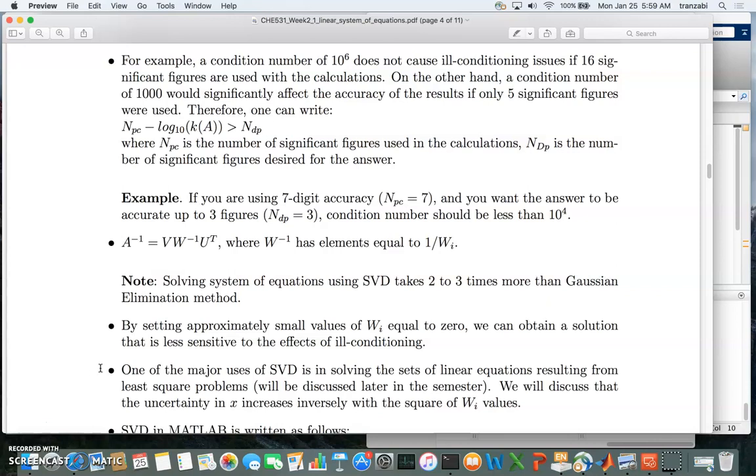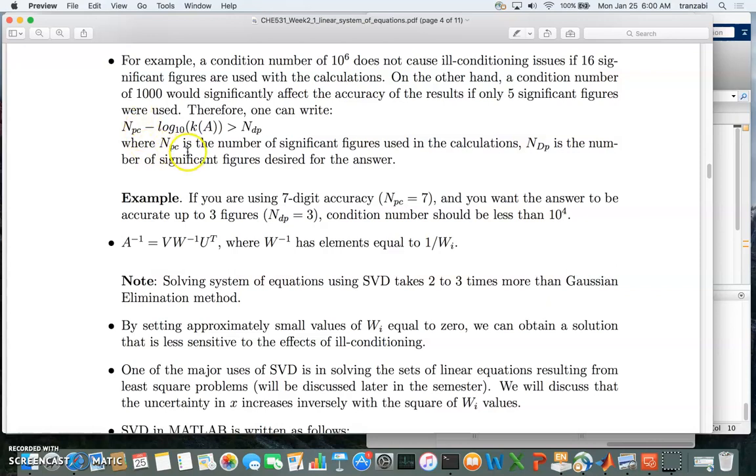let's say you want to get 3 decimal digit accuracy in the solution, and I record up to 7 decimal digits in my calculations. Then we should be able to calculate how accurately we have to record the elements of a matrix to get 3 accurate decimal digits in the solution. So there's a relation between the condition number of a matrix, the number of decimal digits of accuracy in the solution, and accuracy in the calculations.